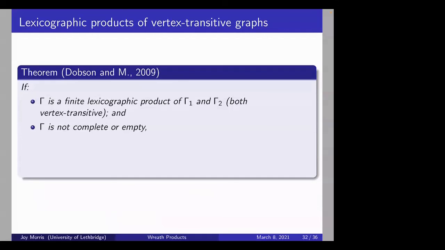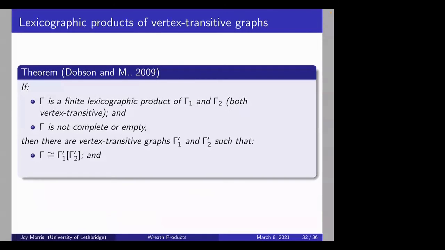result is neither complete nor empty, then it turns out that if we don't get the automorphism group of the lexicographic product being the wreath product of the automorphism groups, then it's because we made a bad choice of where we split it up as a lexicographic product. There was a better choice where we could have split it up, where we would get that the automorphism group is exactly what we want.